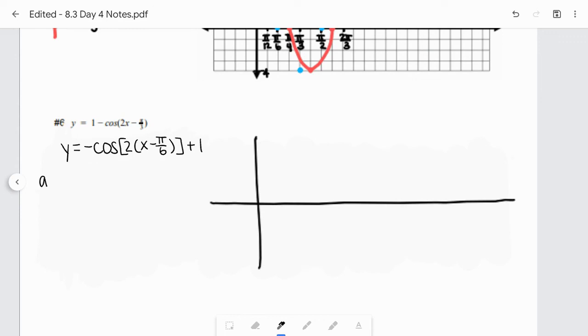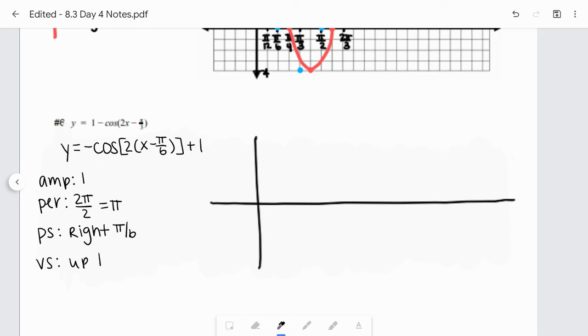Okay, so my amplitude is going to be 1. My period, I find that by 2 pi over b. So I would have 2 pi over 2, which just equals pi. Then my phase shift, that's going to be pi over 6. So I'm going to be moving right pi over 6 since it's negative. And then my vertical shift, that's going up 1.